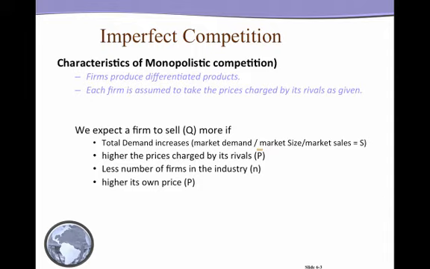When would a firm sell more quantity? Let's put Q as the firm's sales. A firm is more likely to sell a higher amount if there is an increase in total demand. It's sometimes referred to as the total market demand, or the market size, or market sales. So if the demand increases in the market, the firm is more likely to sell more. Let's call this market size S.